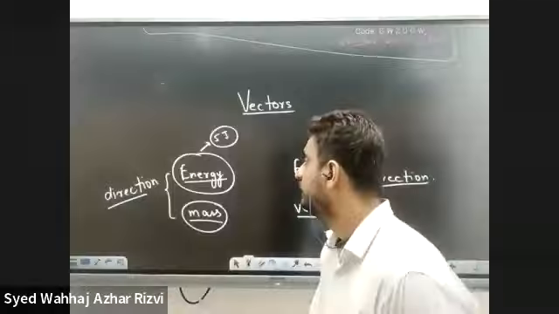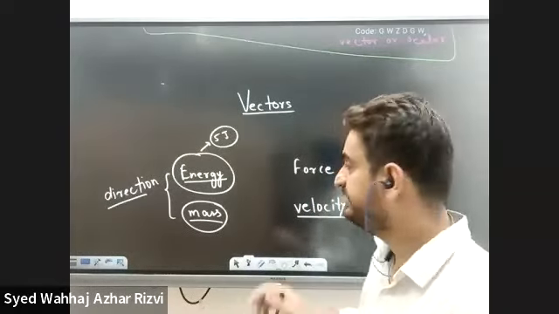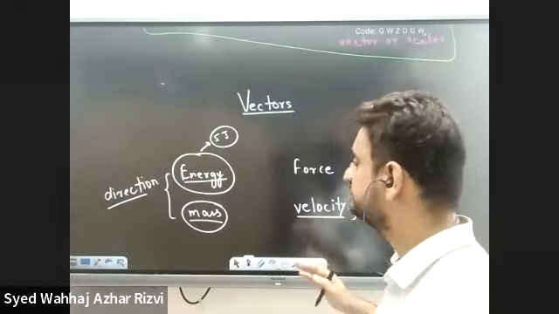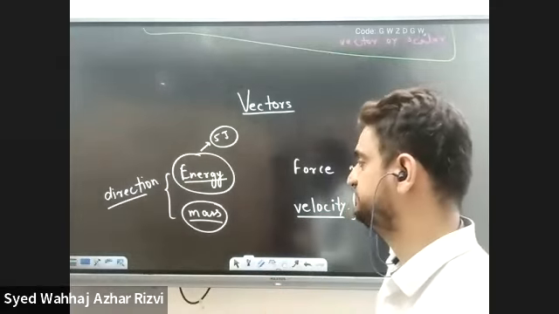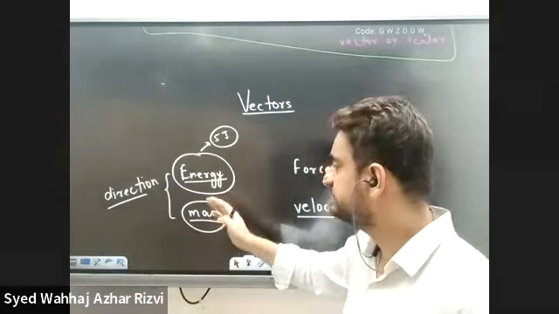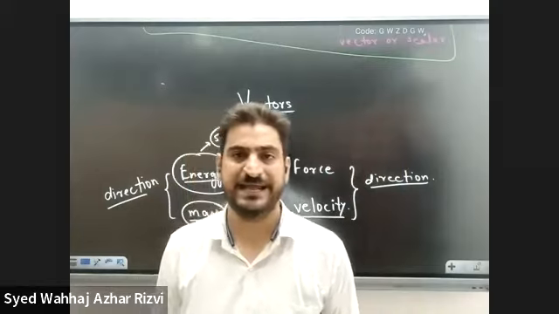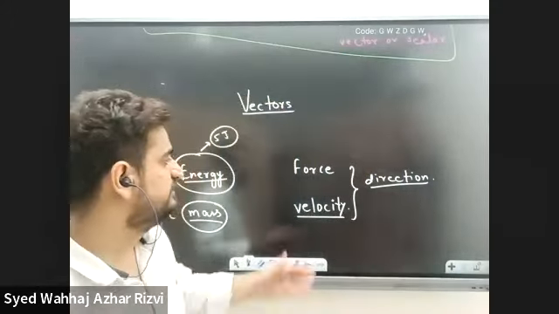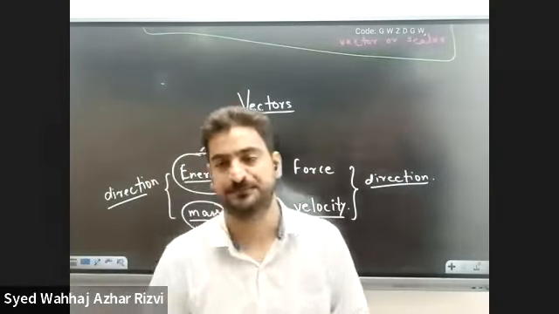Okay. So whenever we are talking about physical quantities, we have two types of physical quantities: a physical quantity that has some kind of direction to it, and a physical quantity that does not have any direction. For example, energy and mass do not have any direction. We cannot describe energy or mass along with a direction. But whenever we are talking about force or velocity, it has some sort of direction.